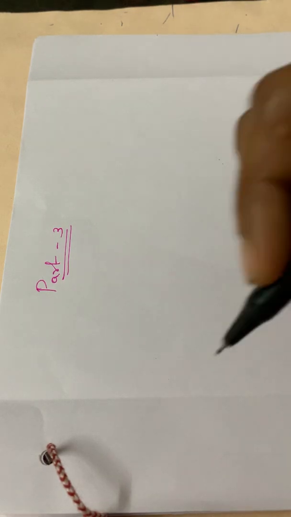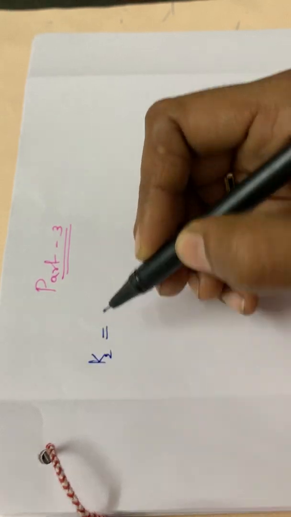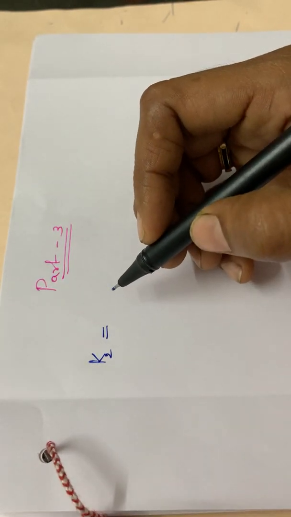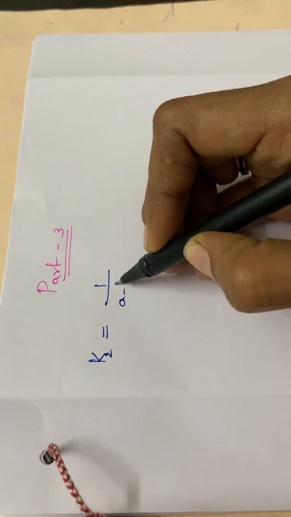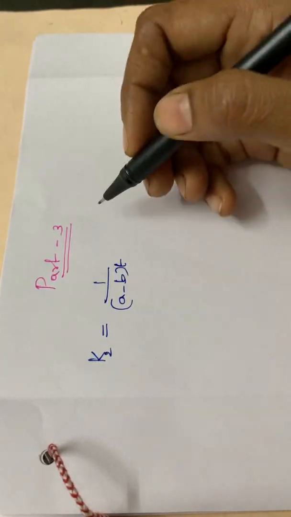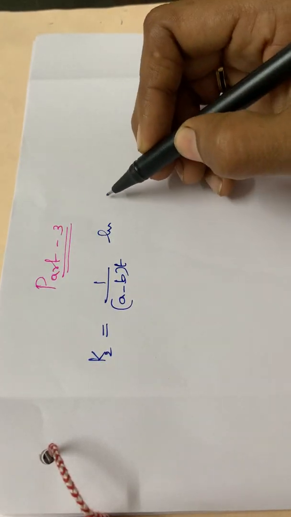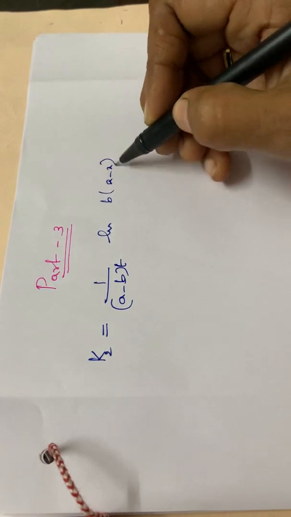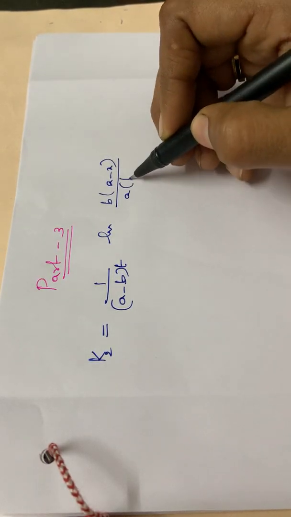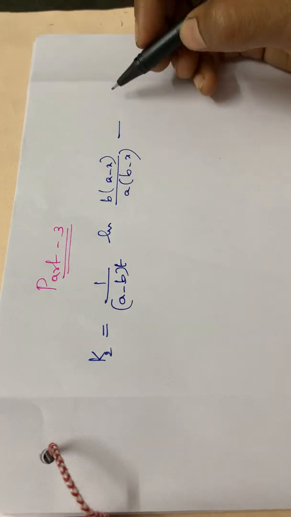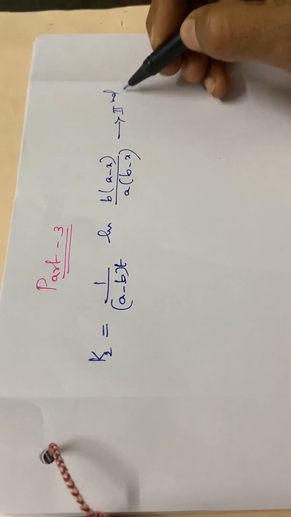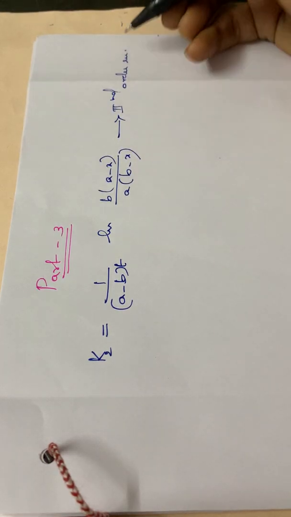So far we have been discussing the integrated rate equation for a second order reaction, right? The integrated rate equation for a second order reaction, that is k2 is equal to 1 by (a minus b) into t, into ln of b into (a minus x) divided by a into (b minus x), isn't it? So this is the integrated rate expression for a second order reaction.